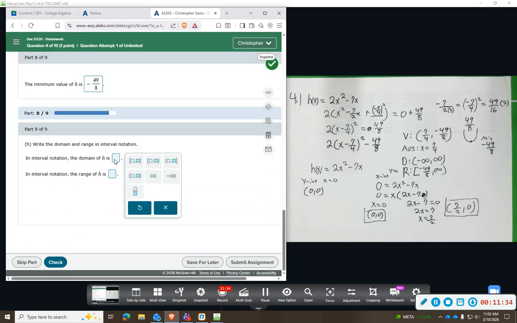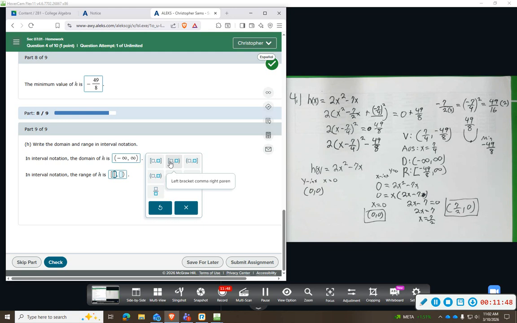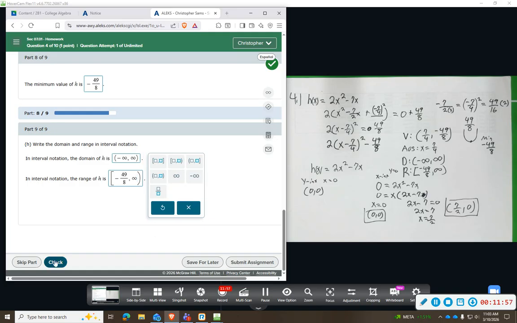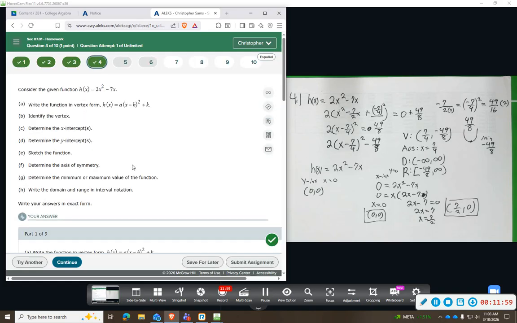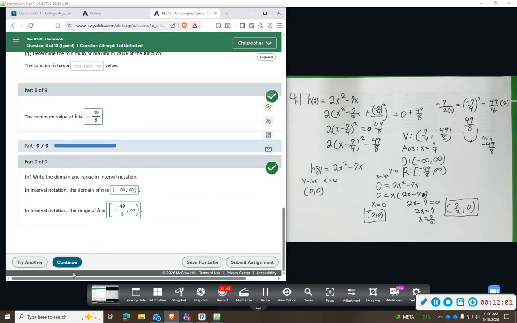And we're going to do the domain in interval notation. So the domain is all real numbers, negative infinity to positive infinity. And then for the range, our vertex is going to be a bracket on the left, so negative 49 divided by 8 to positive infinity. And that should be good.